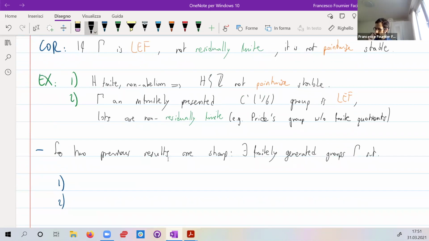So there exists a finitely generated group gamma, so you can just take Pride's group, such that gamma is uniformly stable, but not pointwise stable. Right? It is uniformly stable because it has no finite quotient, for example, Pride's group, but it is LEF and non-residually finite, so it is not pointwise stable. And also, gamma is not pointwise stable.